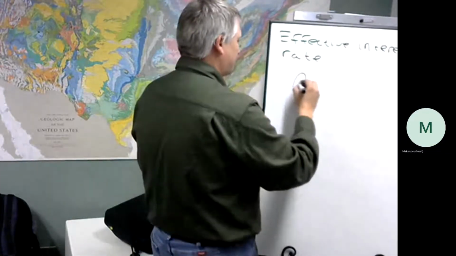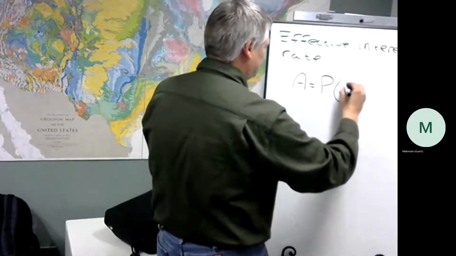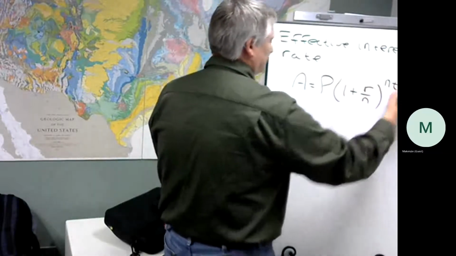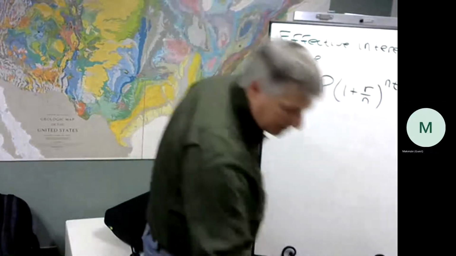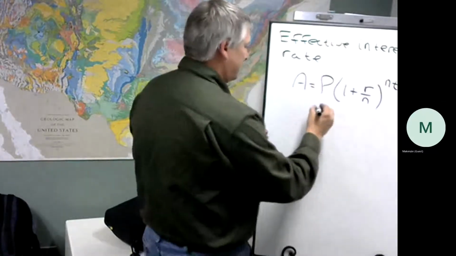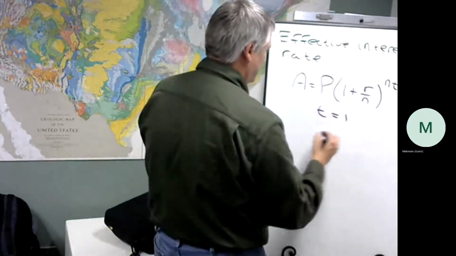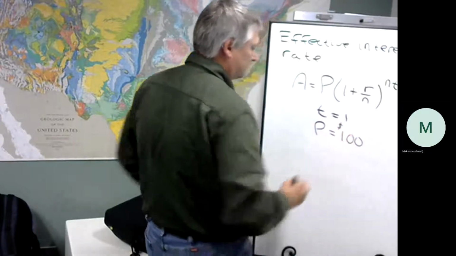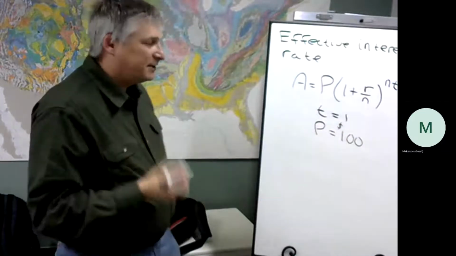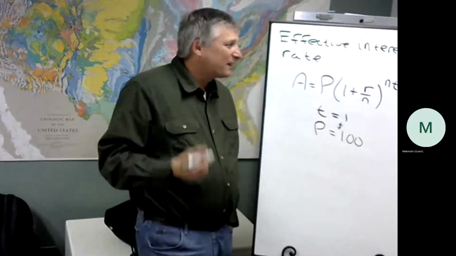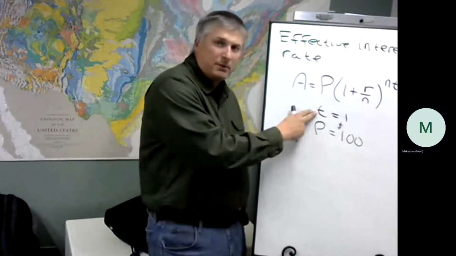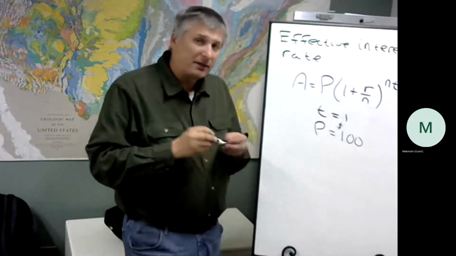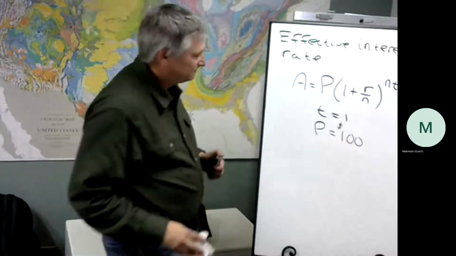We're going to still use our formula. But instead, what we're going to do is let t equal 1 and p equal $100. So for this type of problem, they ask about effective interest rate. T is going to be 1, p is going to be 100. So let's say we have a problem like this.